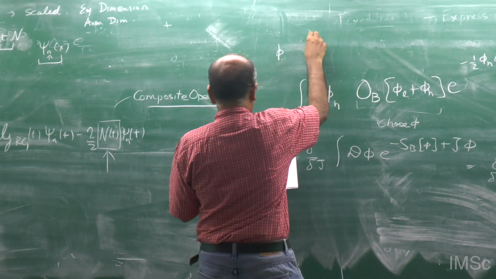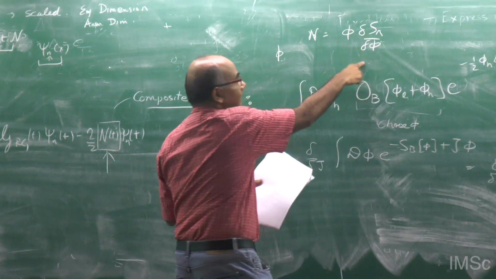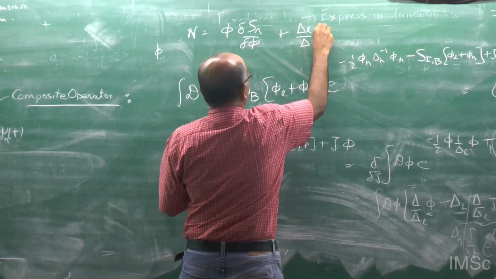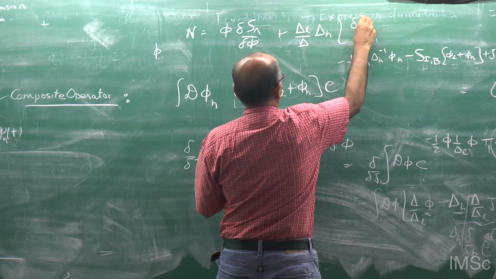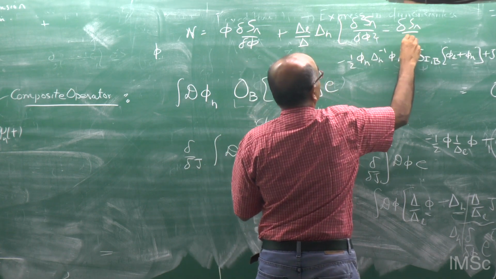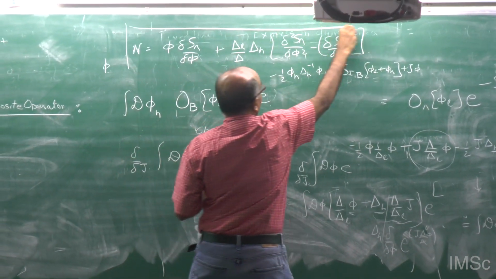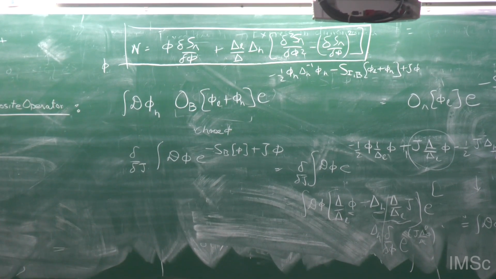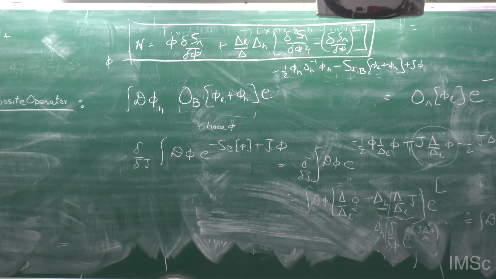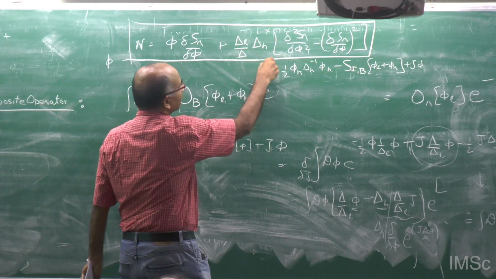So the number operator becomes phi. This is the expected term, but it's modified by terms that involve... so this is the number operator that you should put here because it's acting on S lambda. It's not acting on the pair. So it's a correction. This is the original counting operator, and it has corrections proportional to this.